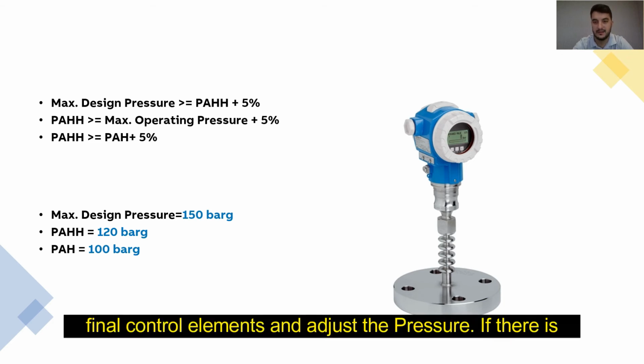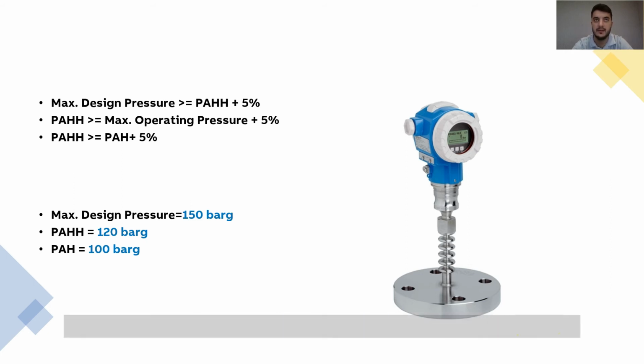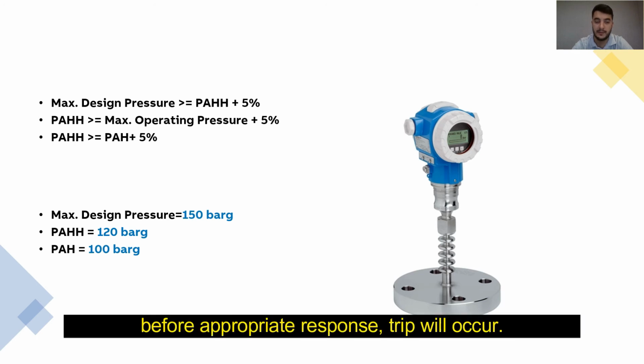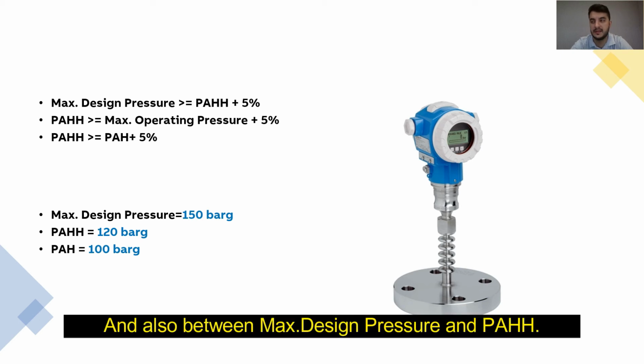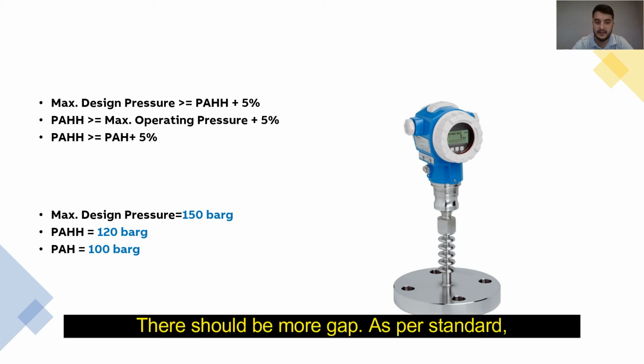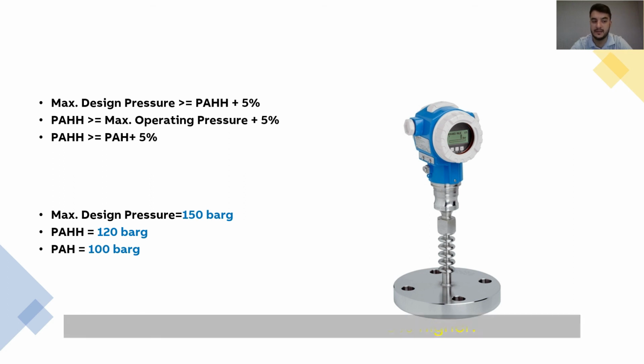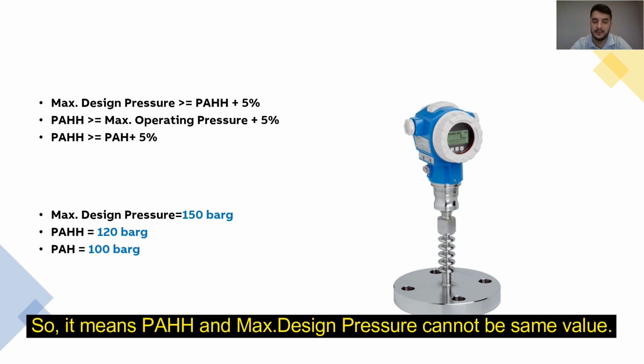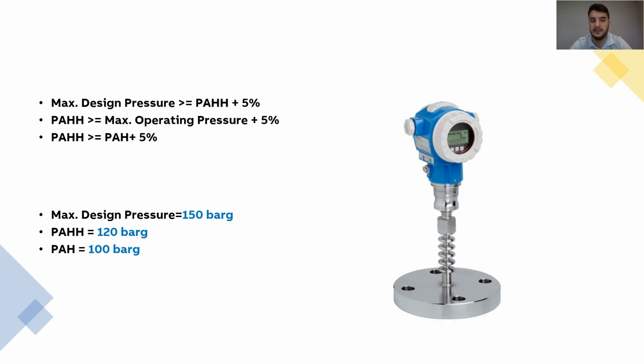So if there's less distance between PAH and PAHH, and PAHH is the trip point, then before an appropriate response, the trip will happen. And also about maximum design pressure, between maximum design pressure and PAHH, there should be a little more gap. But as per standard, each will be at least 5% higher than the other. So it means our PAHH and maximum design pressure cannot be the same, like 140, etc.